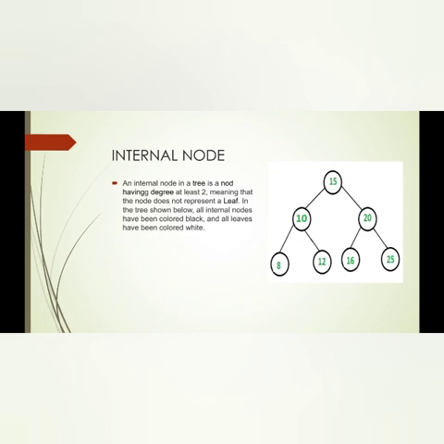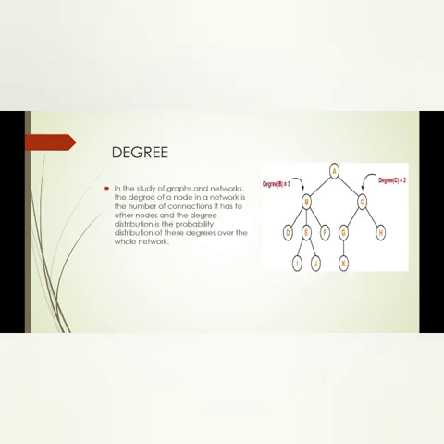Internal node. An internal node is a node having degree at least 2, meaning that the node does not represent a leaf. In the tree shown below, all internal nodes have been colored black and all leaves have been colored white. Degree. In the study of graphs and networks, the degree of a node in a network is the number of connections it has to other nodes, and the degree distribution is the probability distribution of this degree over the whole network.